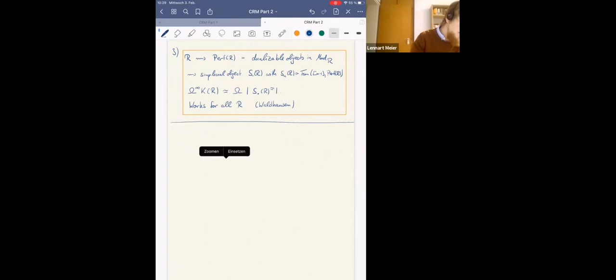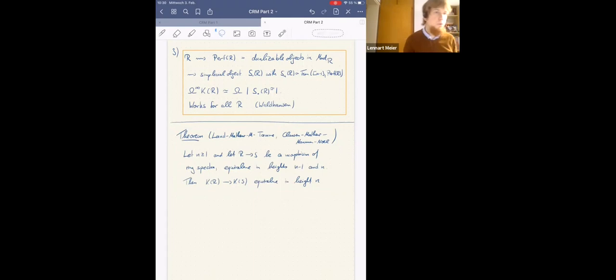So this is the theorem we want to prove. And actually, it follows from two sub-theorems. The first one is the theorem proven by Klaus, Matthew, and Manuel. I just state the special case we need.